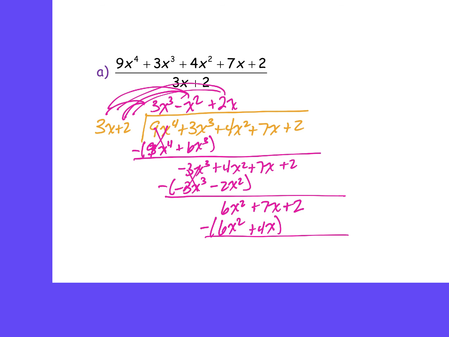So subtract. 7x minus 4x is 3x plus 2. What do I multiply 3x by to get 3x? 1. Distribute my 1 through and I get 3x plus 2. Subtract that, and this time I really do get 0. So my answer is this.